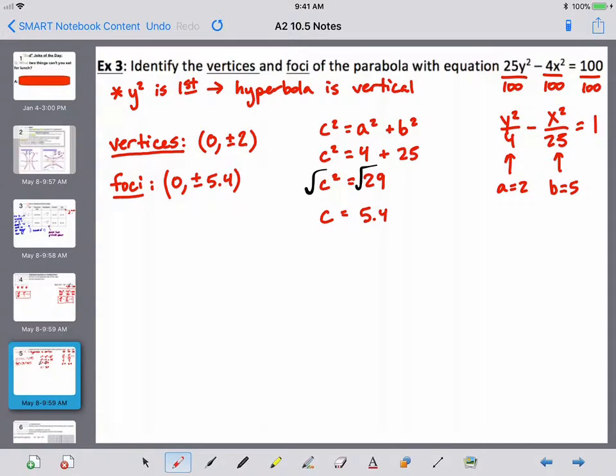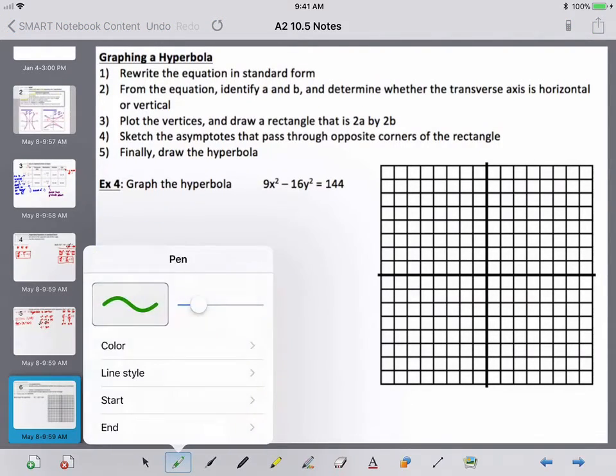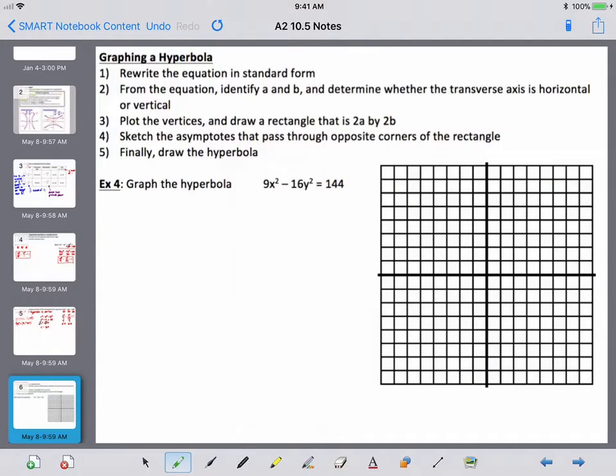Okay, so in our next example, we're going to both find this information and graph it. Taking a look at graphing a hyperbola, the first step is just to get your equation in standard form. So you can see here that we need to divide every term by 144. All right, and we can simplify that down.